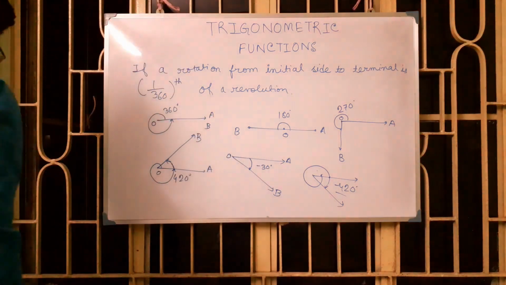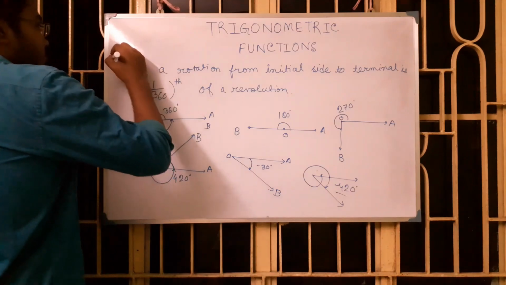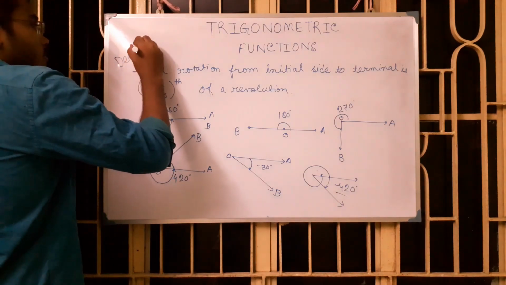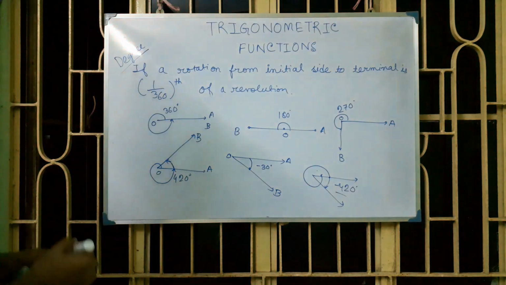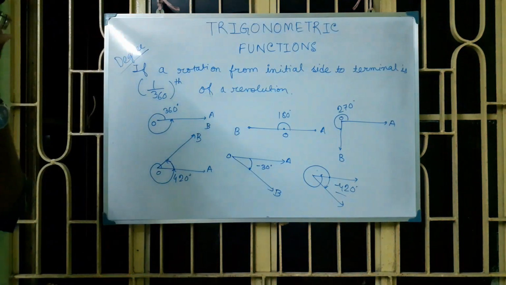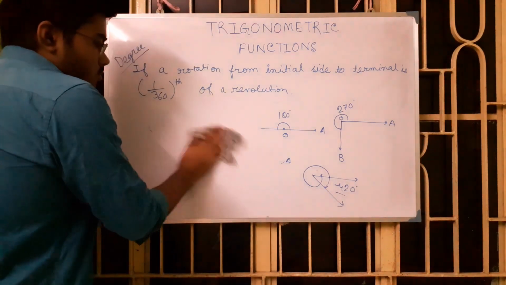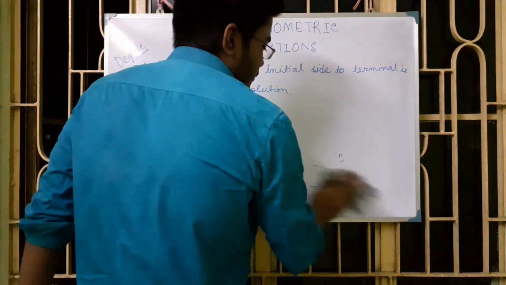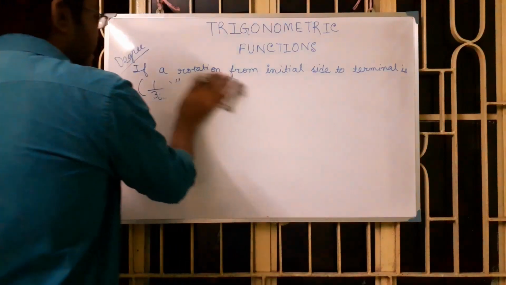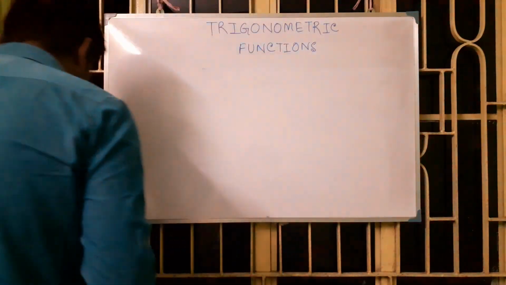Now this is the definition of degree. Now we'll discuss what is a radian. We must know what is a radian. So what is radian?